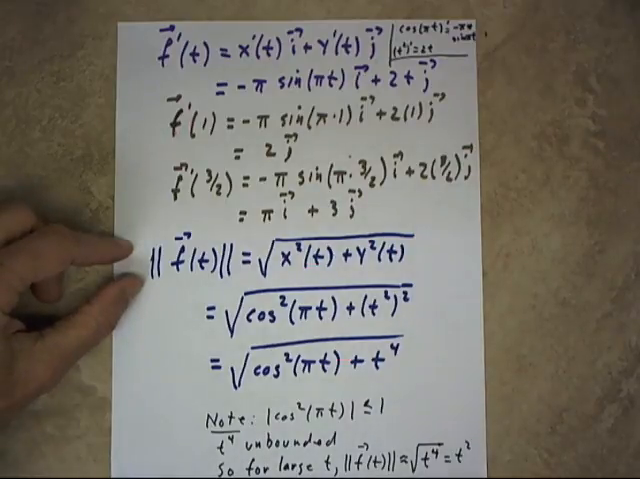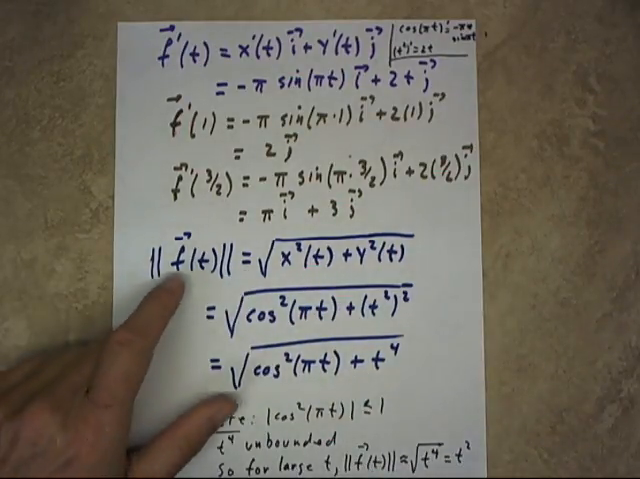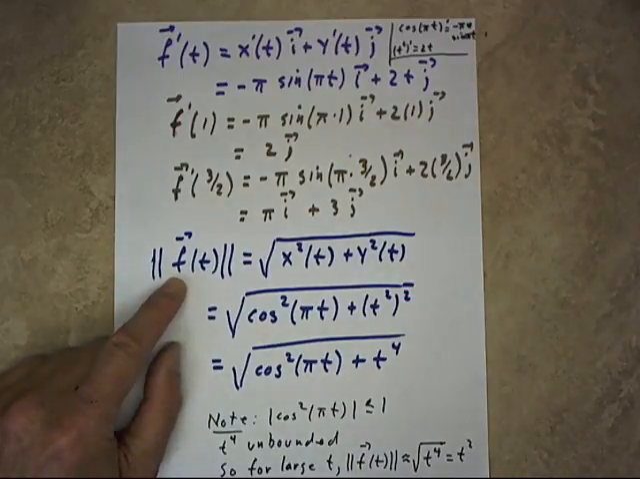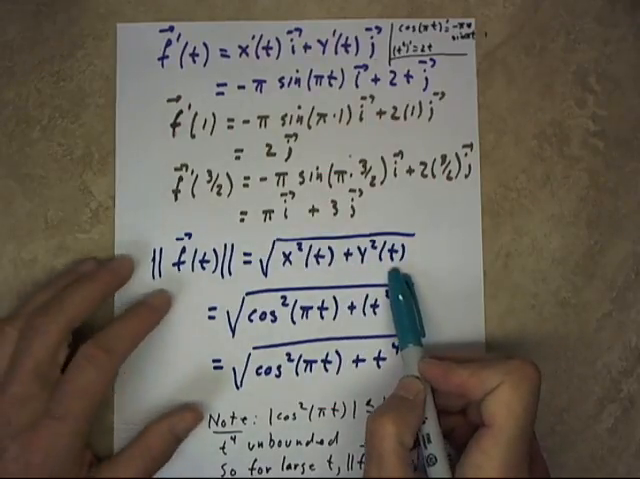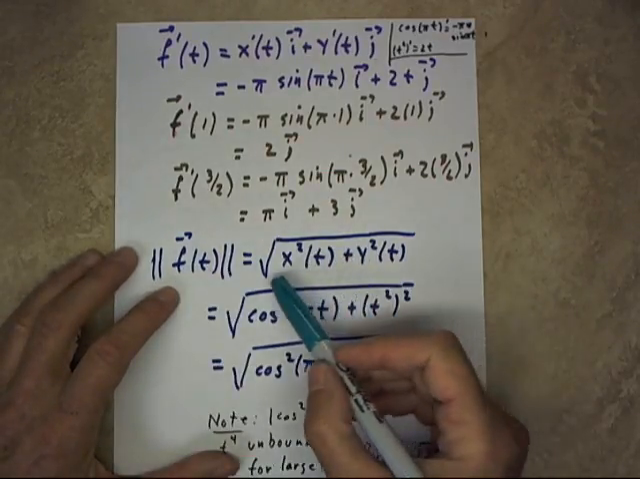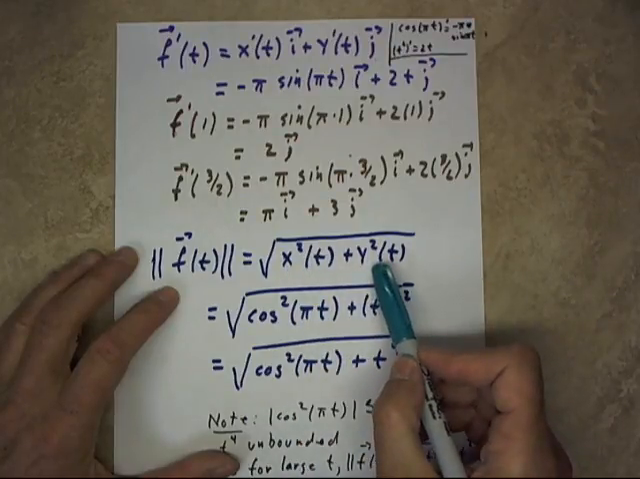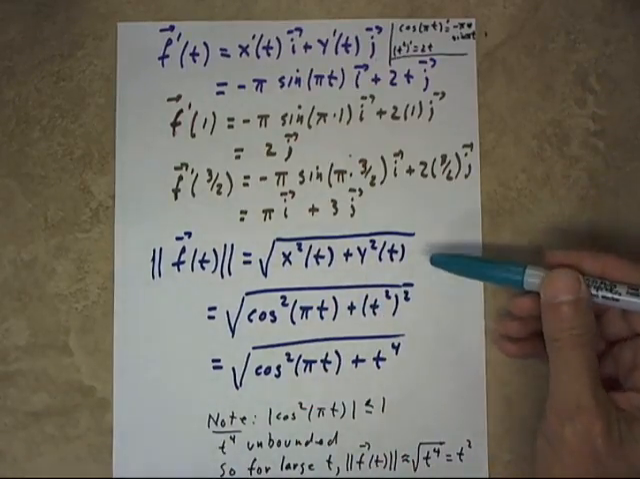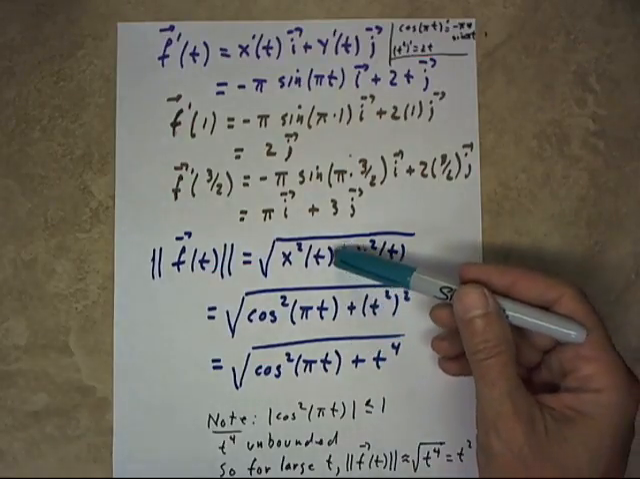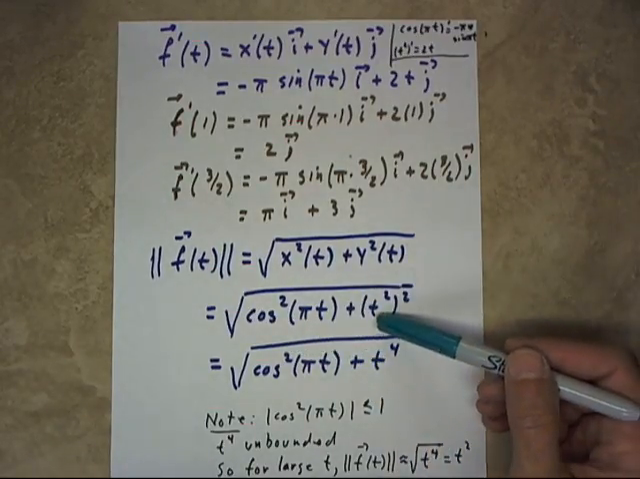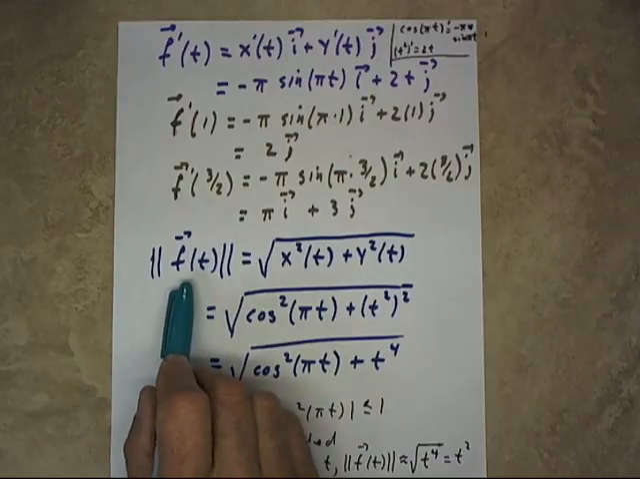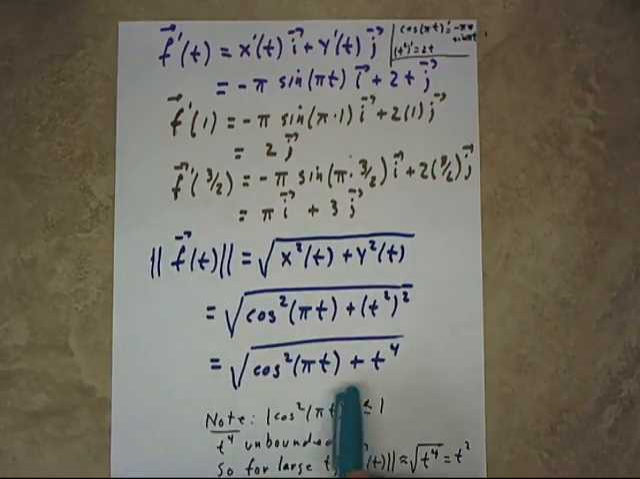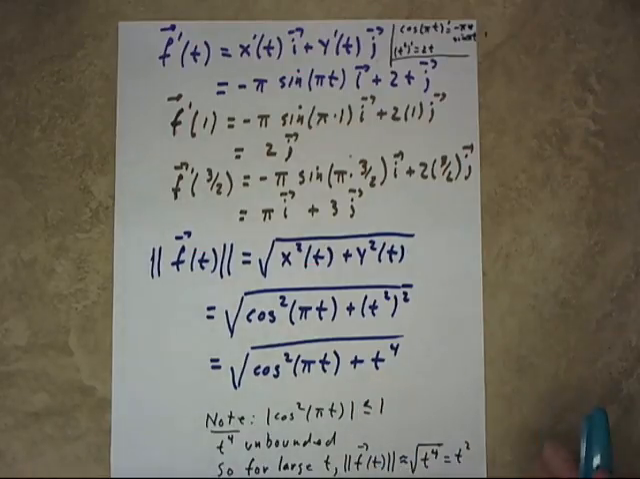Another important quantity is the magnitude of our vector, and the magnitude of a vector is just found by the Pythagorean theorem. If x of t and y of t are our components at a certain instant, then the magnitude of this vector is going to be the square root of x squared of t plus y squared of t. Again, simply an application of the Pythagorean theorem. For our particular function, x of t is cosine of pi t, y of t is t squared, so if we plug those in and simplify, we end up with the magnitude of f of t being the square root of the quantity cosine squared pi t plus t to the fourth.